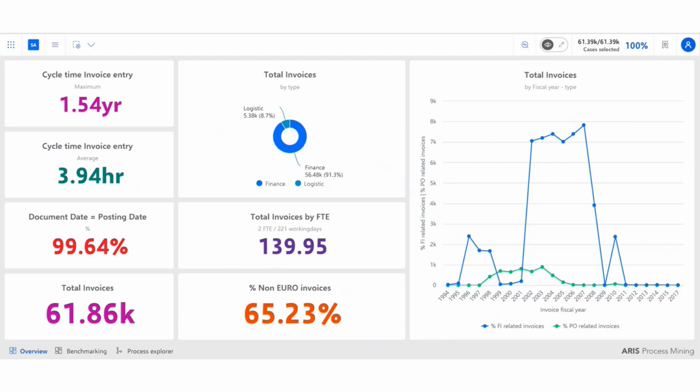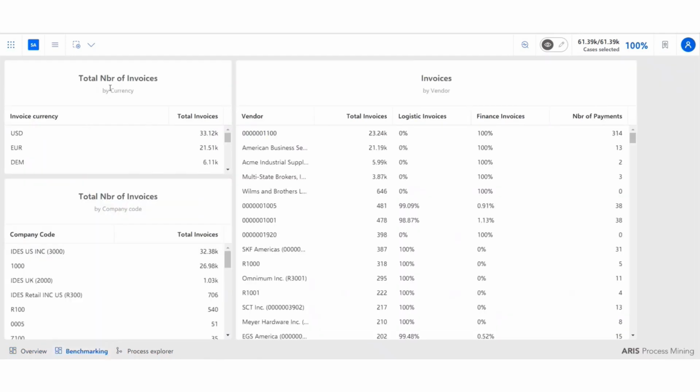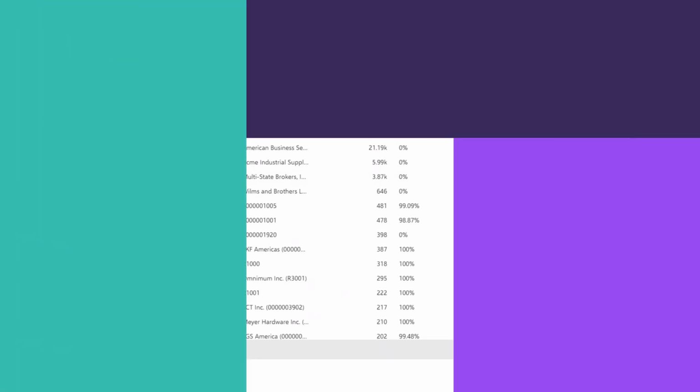To finalize, we have some benchmarking. We have the number of invoices here by invoice currency. We have the total number of invoices by company code, if you have a number in your SAP system. And we have a global overview by vendor where we see here the logistic invoices, the finance invoices, and the number of payments.